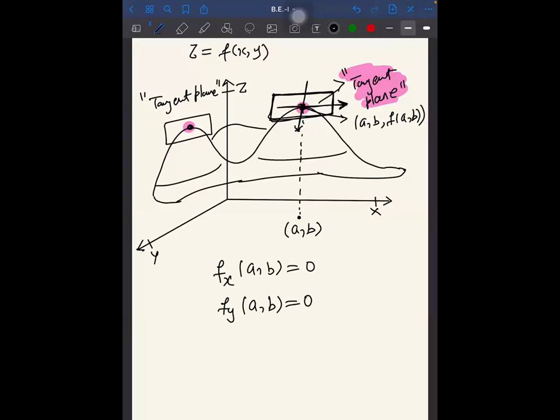Right. So these are the ideas we'll be extending when we move to the 3D picture, the 3D graph. So let's define the things in a more mathematical way. So first of all, I have a definition.